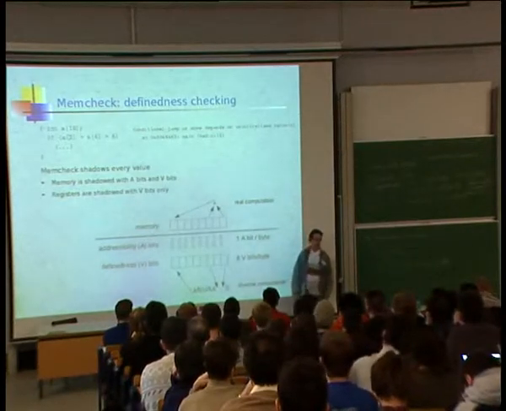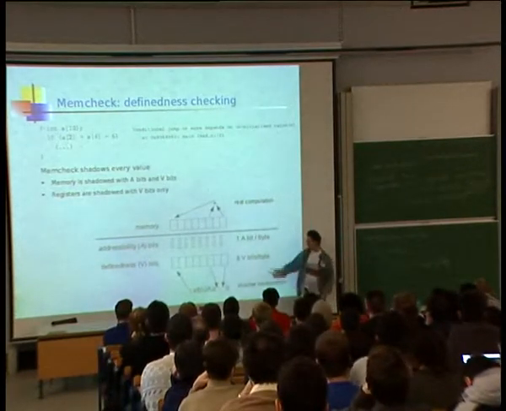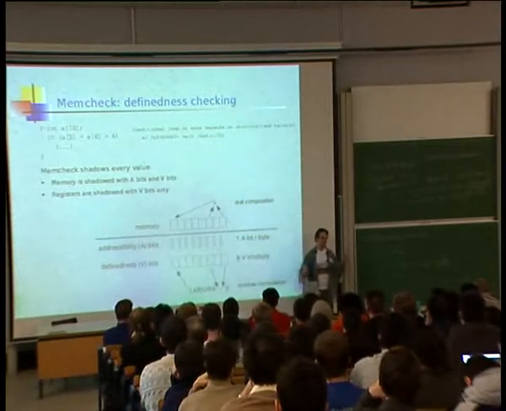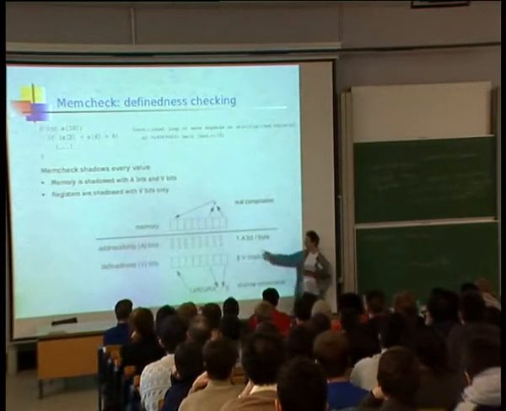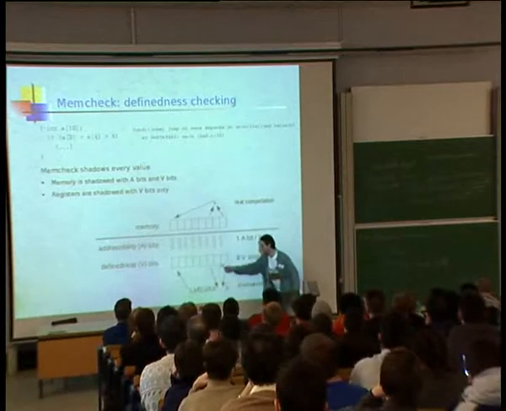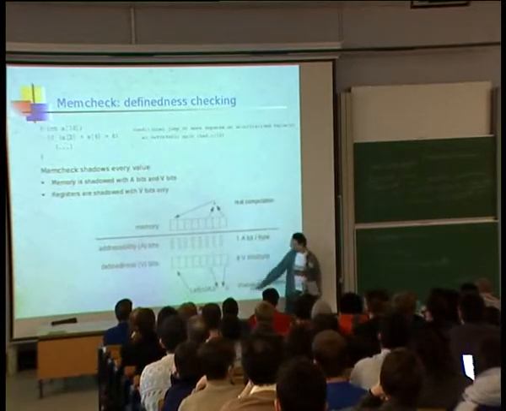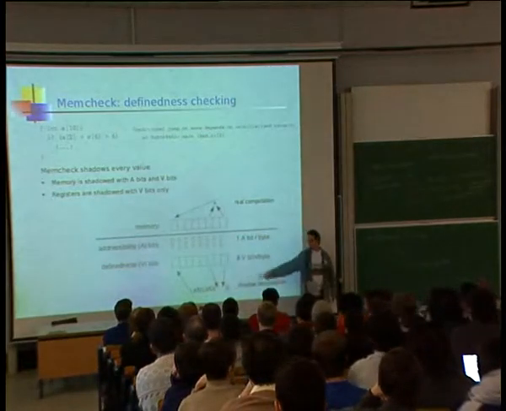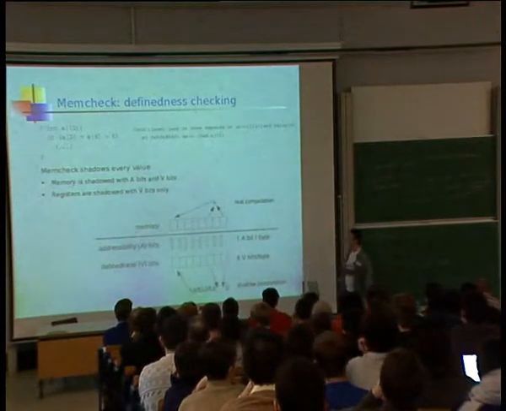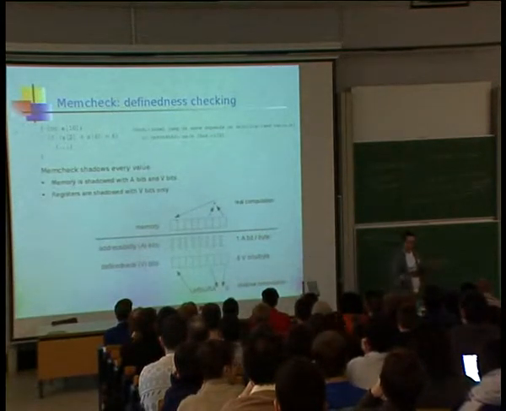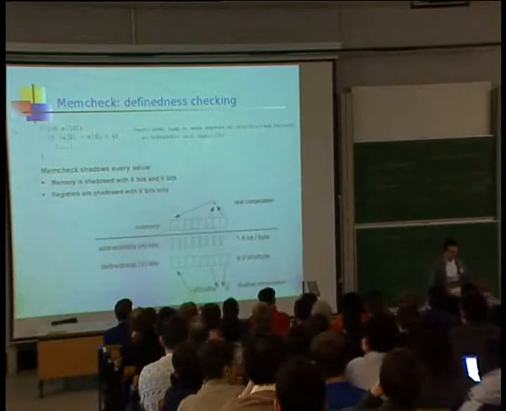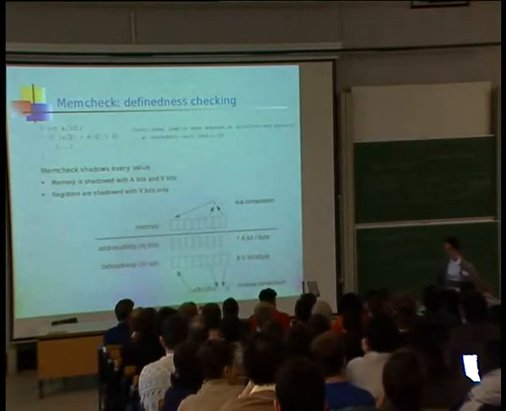So it uses these V bits to track the definedness of the data here. You pull your corresponding V bits out of memory and do some weird computation in the background, which gives you an approximation to the definedness of the result.